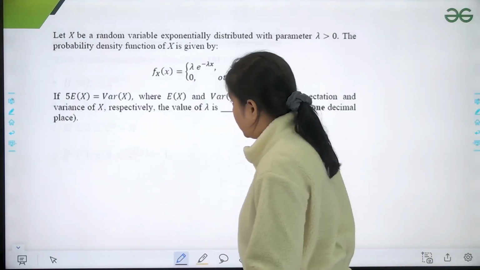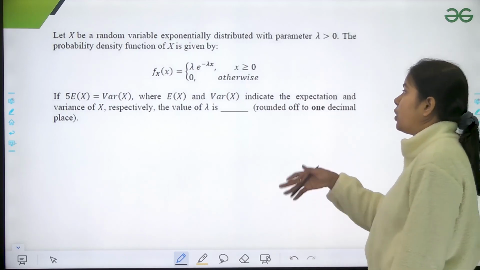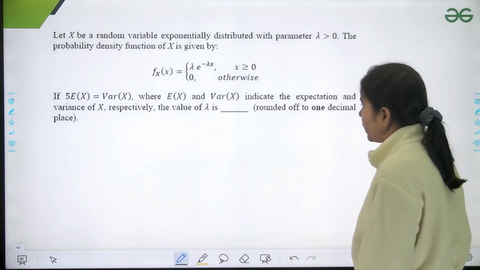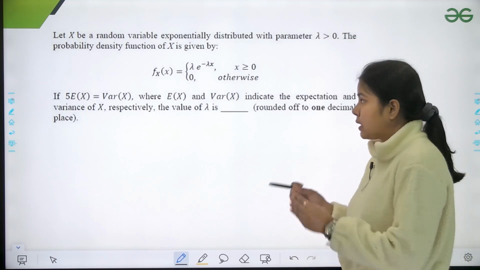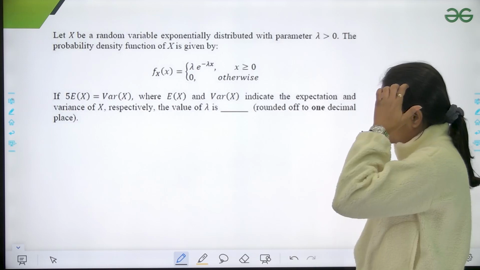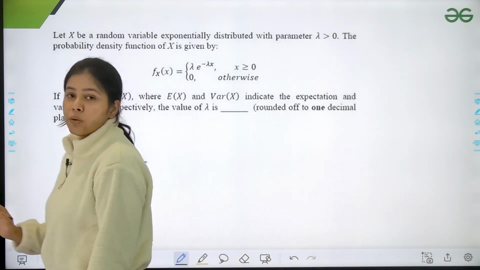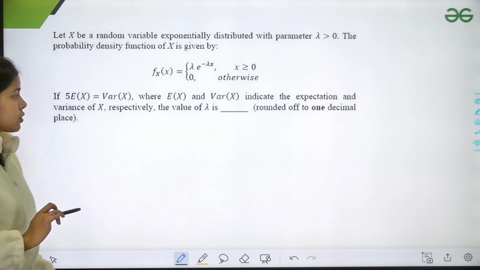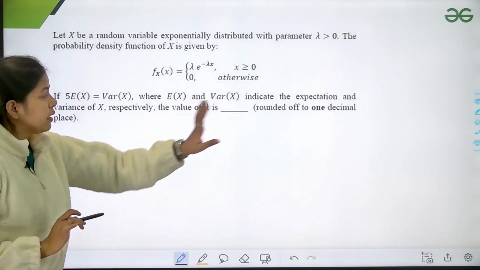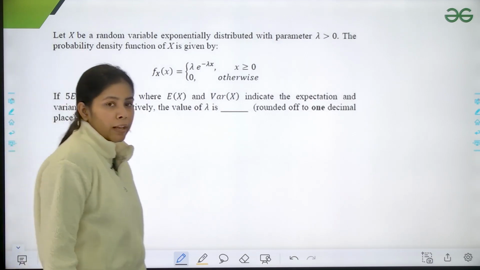Okay, now let's see. So this is another question. It says that X is a random variable exponentially distributed with parameter lambda greater than 0. The probability density function of X is given by lambda e to the power minus lambda x. So that means this is my exponential distribution. And they have given 5 times the expectation of X is equal to the variance of X, where expectation and variance indicate the expectation and variance. We have to find the value of lambda.